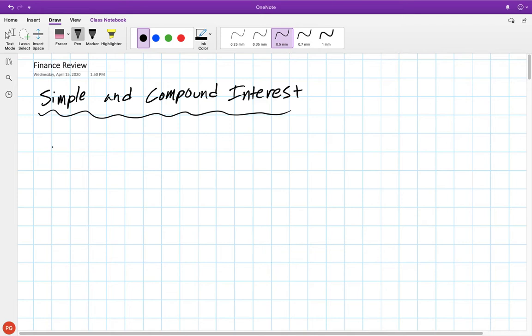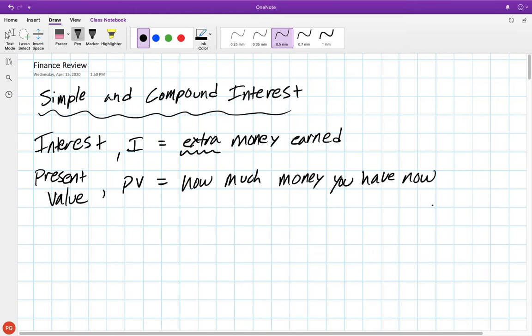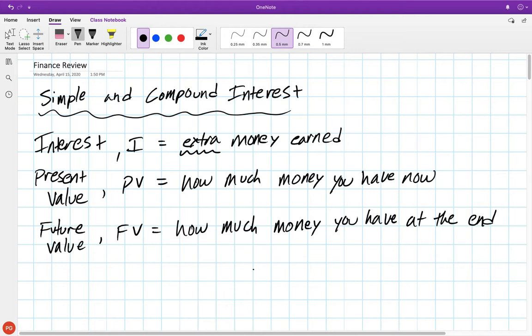Some terminology before we get started. So interest, this is the extra money that you earn, and the key here is extra. So when we're doing these calculations, this is all the extra money that you didn't start off with. The present value, that's how much money you have right now or how much money you start with. And future value, that's how much money you have at the end. To calculate the future value, you would take your present value and add your interest. So the extra along with what you started, that gets you how much you have at the end.